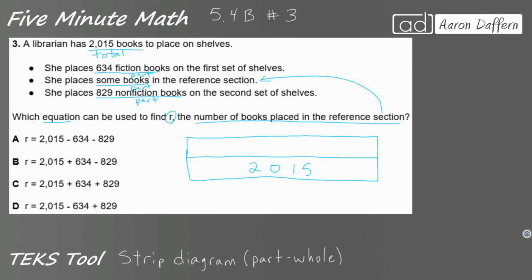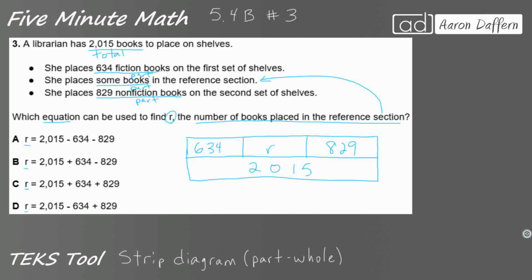I've got three different parts. So I'm going to just put them right here, and they're different sizes, so I'm not worried about making them the same size. So I've got 634, that's my first part. I've got a question mark, an unknown for the reference, but they want us to use R, and you see R in all of our answer choices. So instead of that question mark, I'm just going to put R. That's my reference, and then 829. All right, so if I take my 634, my R, and my 829, if I add them together, that should equal my total number of books, 2015.